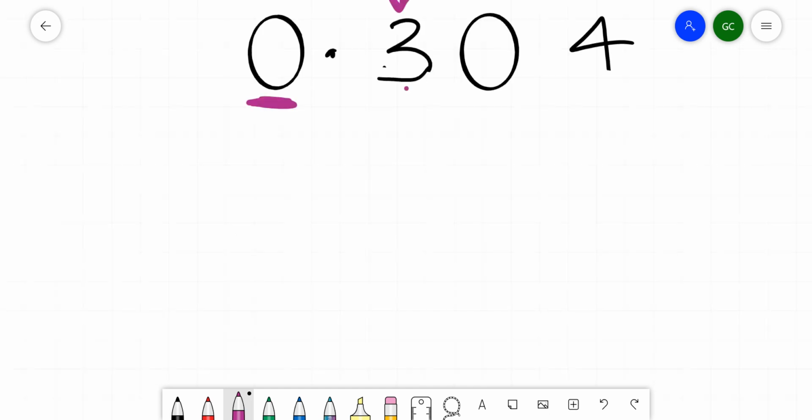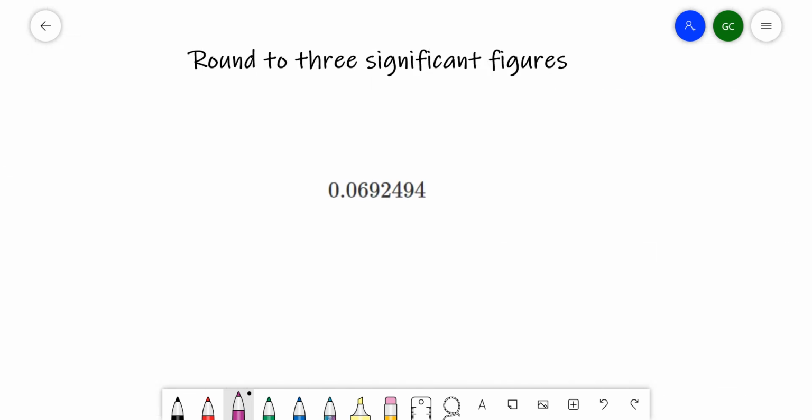Right, let's have a look at a question. Round to 3 significant figures: 0.06929494. If you want to have a go quickly, pause the video now. If not, I'm going to go through how to do it.